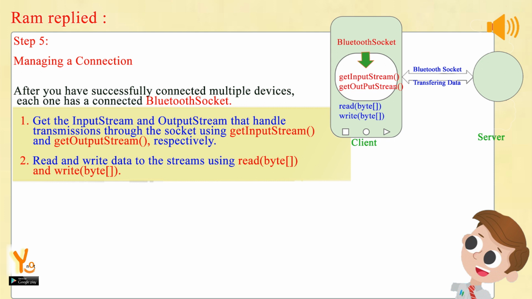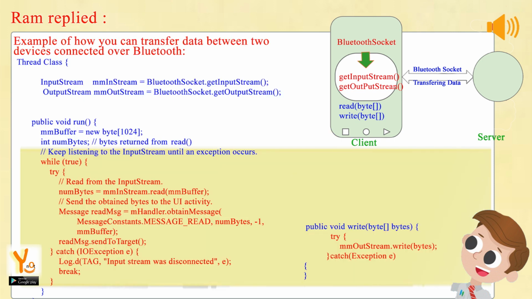Step 5 is managing the connection. After you have successfully connected multiple devices, each one has a connected Bluetooth socket. Step 1, get the input stream and output stream that handle transmissions through the socket using getInputStream and getOutputStream, respectively. Step 2, read and write data to the streams using read(byte[]) and write(byte[]). Example. Here's an example of how you can transfer data between two devices connected over Bluetooth.